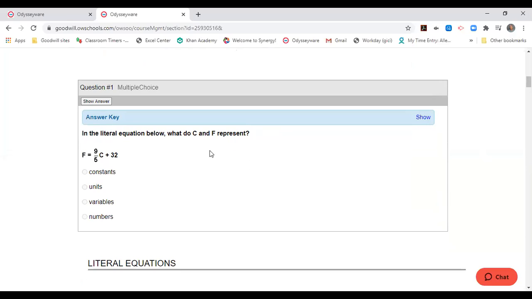This is a scientific equation. I'm not asking here what C and F represent. You said variables, and that is correct. But what is this equation for? What do you use this for? Does anybody know?